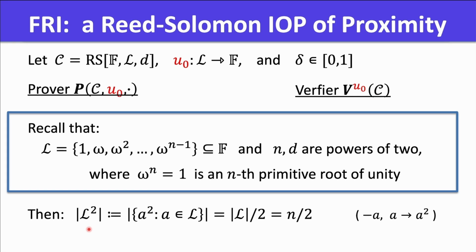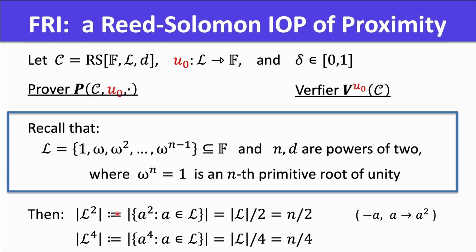Now I'm going to denote by L squared the result of squaring all the elements in the domain, and because n is a power of 2, we know that squaring is a 2-to-1 map. In particular, both a and minus a will be mapped to the same a squared, and as a result, the size of L squared is half the size of L. Since we use n to denote the size of L, the size of L squared is n over 2. Similarly, if we look at fourth powers of L, the size of L to the fourth is going to be 1/4 the size of L, and so on and so forth.